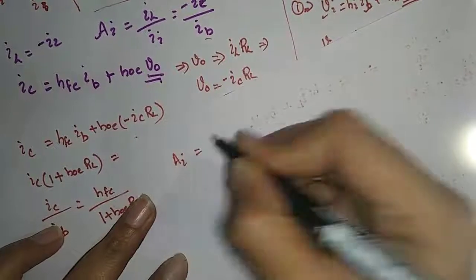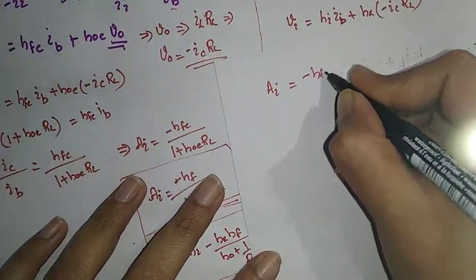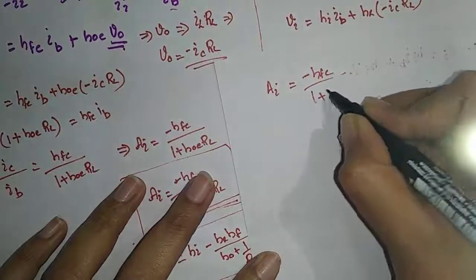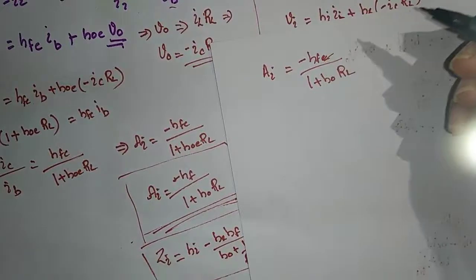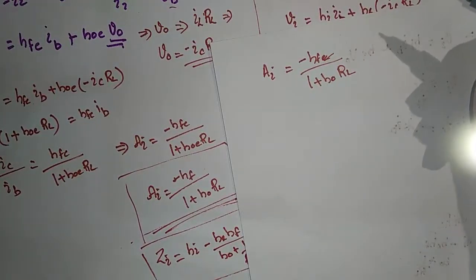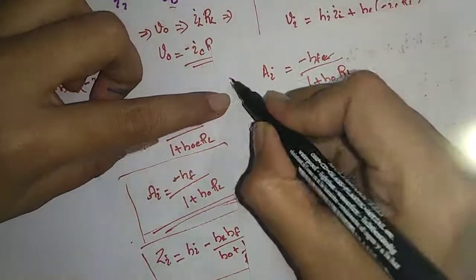First equation is current gain. My first equation, current gain, was minus hfe by 1 plus hoRL. This is hfe, I am writing, neglecting hr. So AI is equal to minus hf by 1 plus hoRL. That is the current gain.